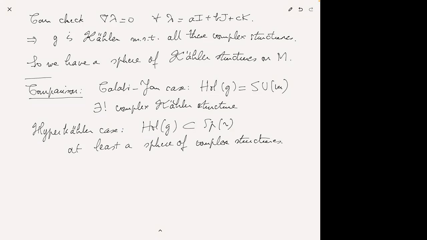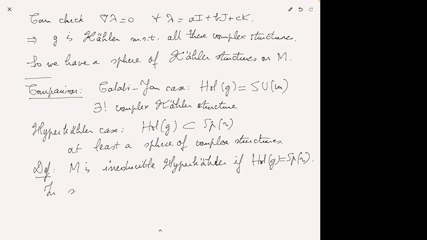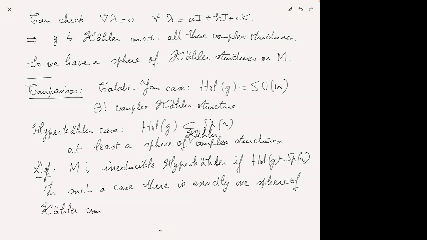And in fact, here is our next definition. We say that M is irreducible hyperkähler if the holonomy group is actually equal to Sp(r). In such a case, there is exactly one sphere of complex structures, Kähler ones, of course. One sphere of Kähler complex structures. Okay.